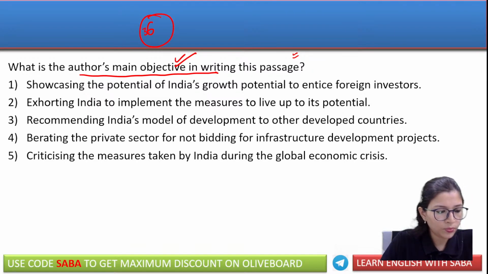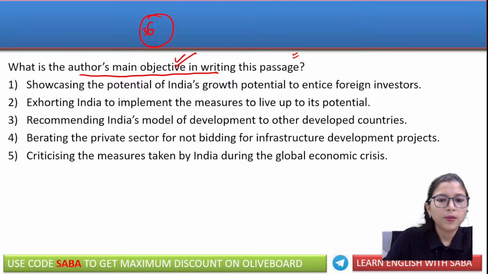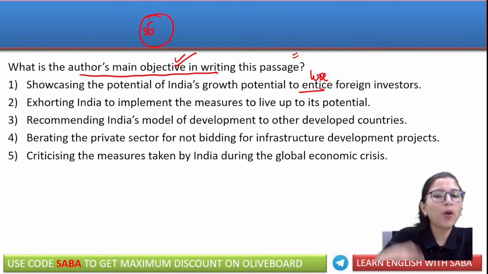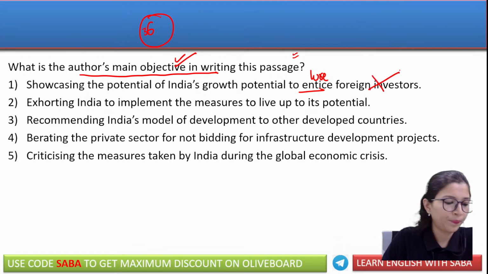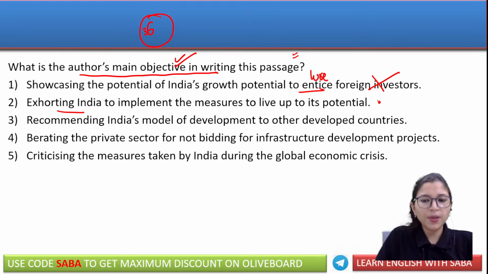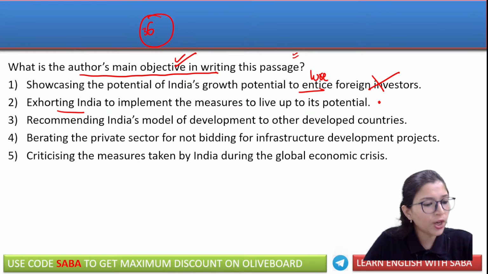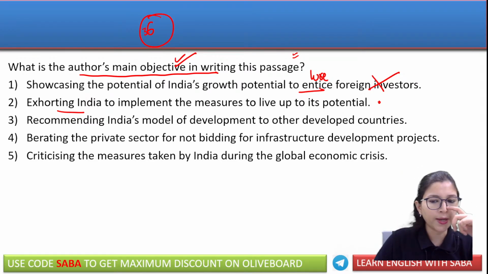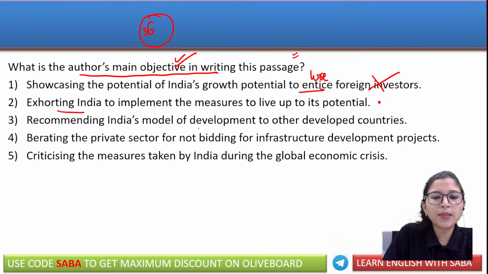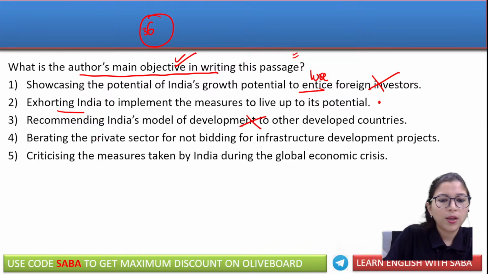Two, two, quickly, guys, hurry up. Two. See, showcasing India's growth potential to entice, basically we call lure, foreign investors. तो foreign investors को दिखाने के लिए ये सब किया जा रहा है? No, not correct. Okay. Exhorting means urging India to implement the measures to live up to its potential can be. Because यहाँ पे बेसिकली यही कहा जा रहा है कि इंडिया का जो पोटेंशियल है उसको एटलीस्ट फुलफिल करना ही चाहिए बिकॉज इंडिया कैन डू सो. Yes, it can be the correct answer. It can be recommend India's model of development, not at all.